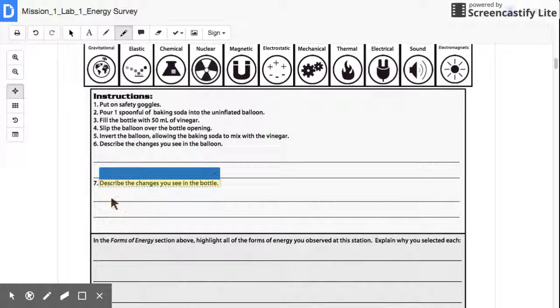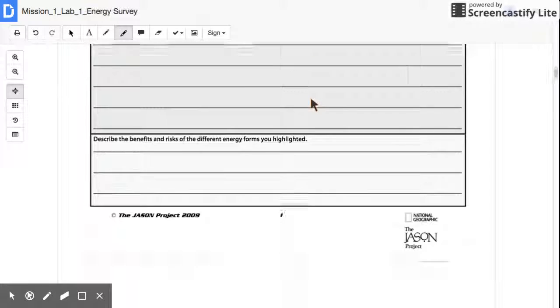So make sure when you answer that, you put as much detail as you possibly can. What are you seeing? Is there a smell given off? Is there a sound given off? All of these observations need to be written down in your labs, because the more detail, the better. And once again, in this one, you're going to use the forms of energy section above, and you're going to highlight all the forms of energy that you observed at this station. And once again, don't forget to explain why you did each.